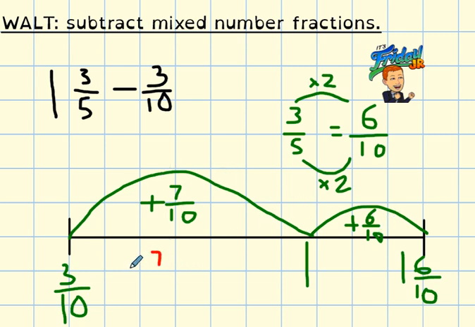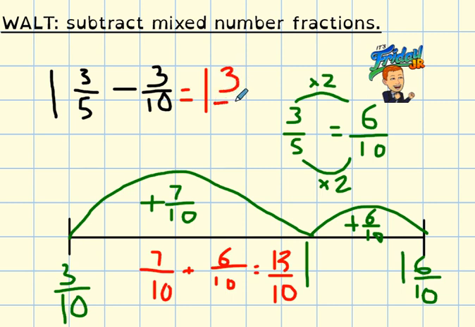Seven tenths add 6/10 gives me 13/10. My denominators are the same, so I can just add my numerators. Convert 13/10 into a mixed number. How many full lots of 10 can I make if I have 13? I can make 1 full lot of 10, and I've got 3/10 remaining. So the answer is 1 3/10.